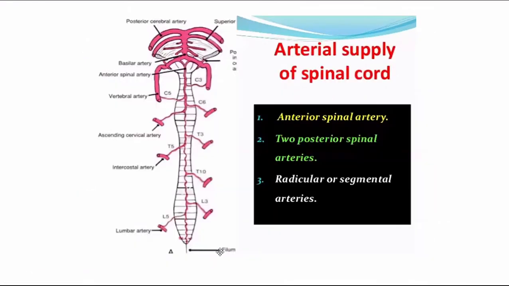Now, let's go to the arteries. We're done with our blood supply to the brain. For the spinal cord arteries, we have three: one unpaired anterior spinal artery, two posterior spinal arteries, and radicular segmental arteries.